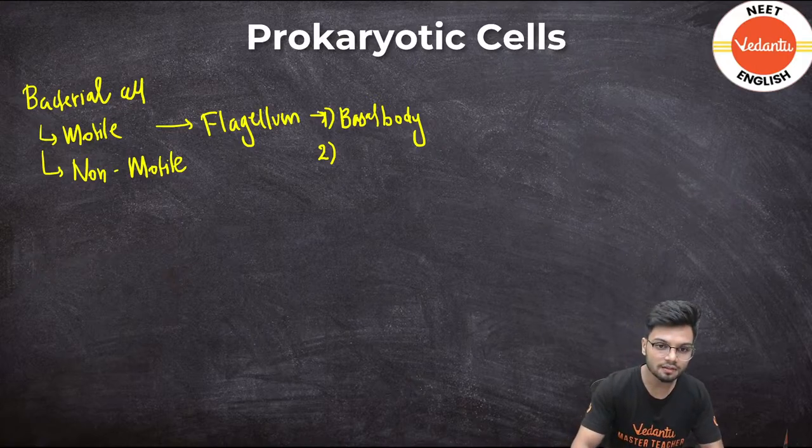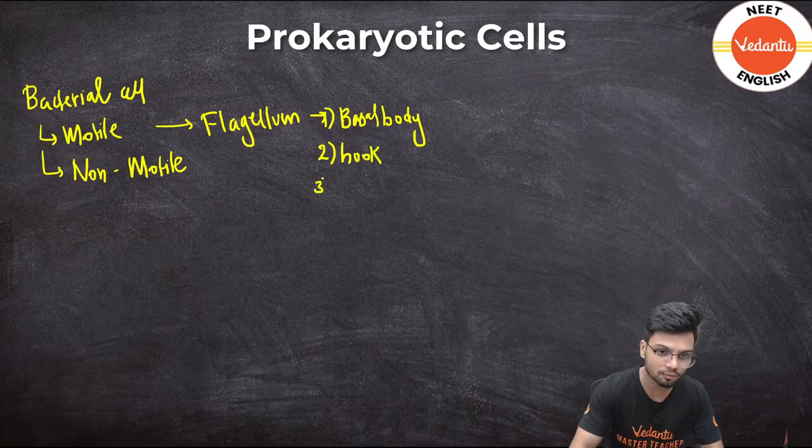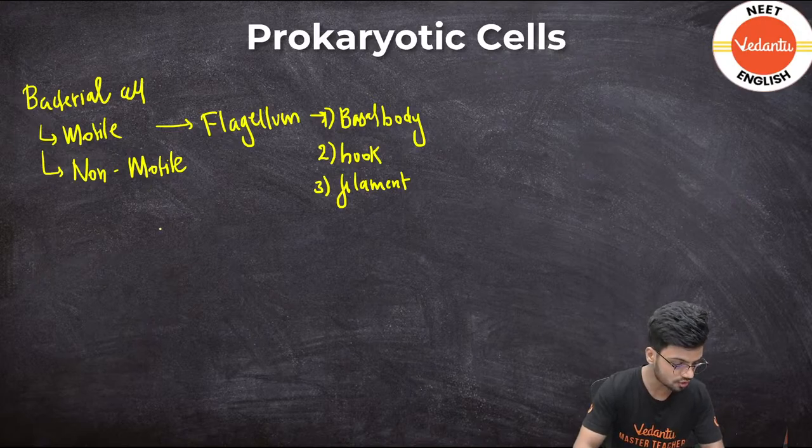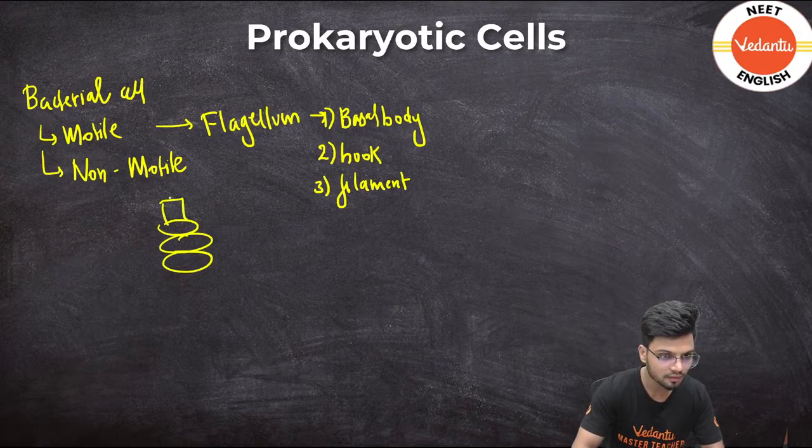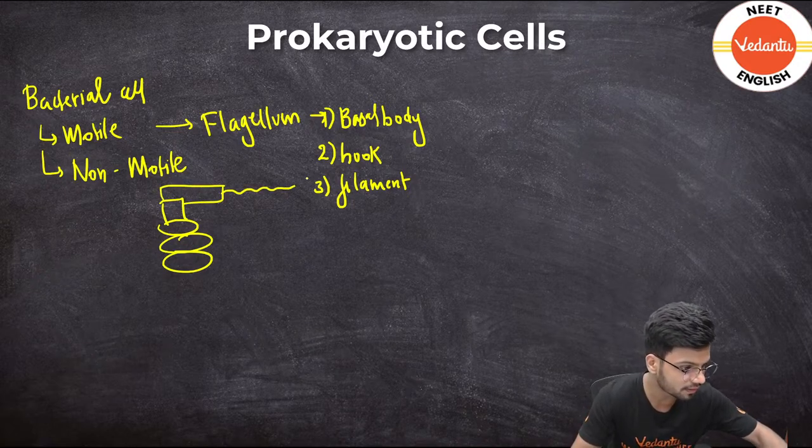Okay. Now, this is the basal body. The other one was your hook. The last part was your filament. If you draw the structure, it looks like this. Three different rings, then the basal body, that is like this. Then we have the long filament.